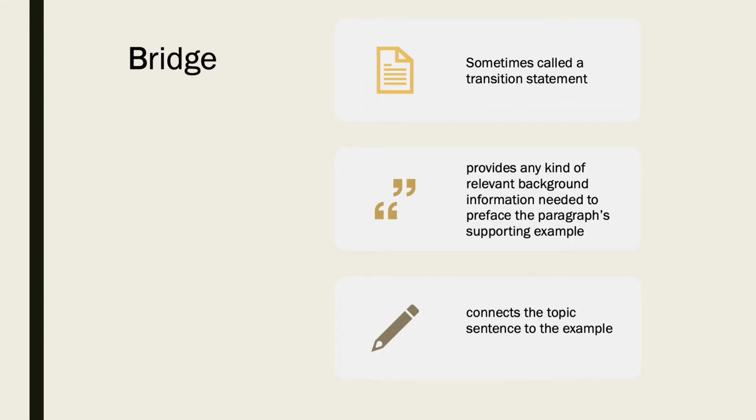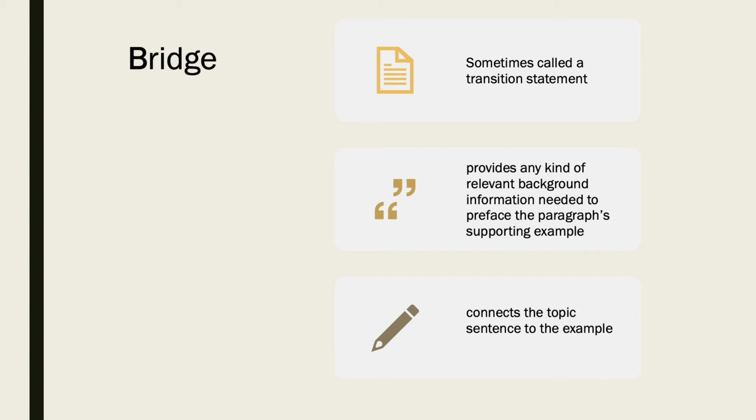The next thing you need is a bridge, and this bridge idea, again, can be looked at similar to those transition statements that we just talked about. But your bridge provides any kind of relevant background information needed to preface the paragraph's supporting example. So, is there anything specific the audience needs to know about Anne Frank being strong? If so, I need to add some of that information in. This is what's going to connect your topic sentence to the actual example that you are explaining.